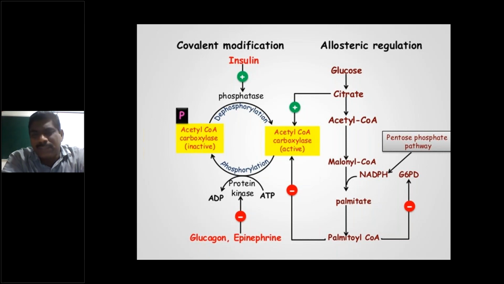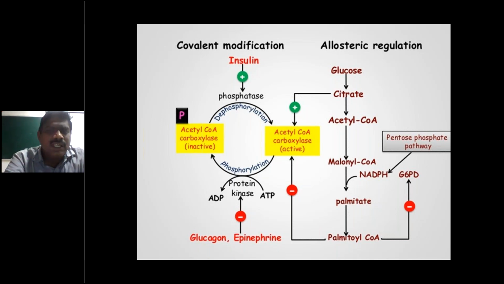Citrate is called the positive modulator. Another name for this positive modulator is allosteric activator. Acetyl-CoA carboxylase is one of the key enzymes in fatty acid or lipid biosynthesis. So whenever plenty of fats are there, there is no need for lipogenesis. That's why this palmitoyl CoA acts as an allosteric negative modifier or allosteric inhibitor.